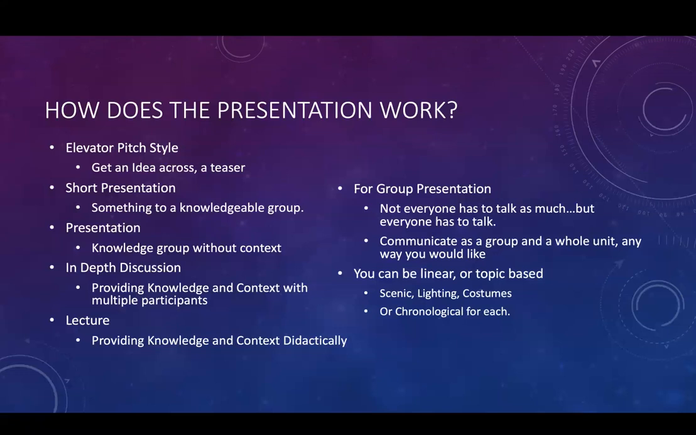For a group presentation, particularly in this class, not everyone has to talk as much, but everyone does have to talk. It means you can communicate as a group and a whole unit and figure out what way you would like to present and in what fashion you would like to present. So it can be linear or it can be topic based. And what I mean by that is linear, as in you can chronologically go through the entire show and explain scenic, lighting, and costumes or sound for all of those pieces. Or you can do it topic based, like scenic can go first, then lighting, then costumes, and sound. And quite often we do a lot of things topic based in a lot of our meetings, but that doesn't mean that's how you have to present it.